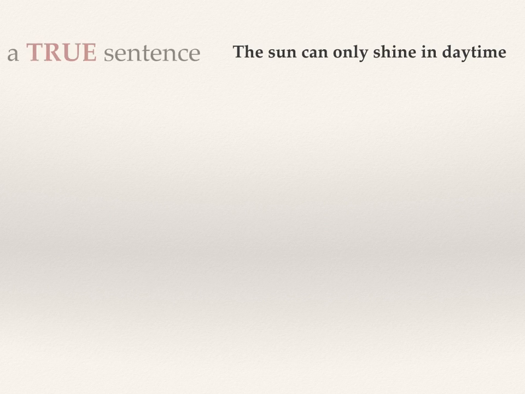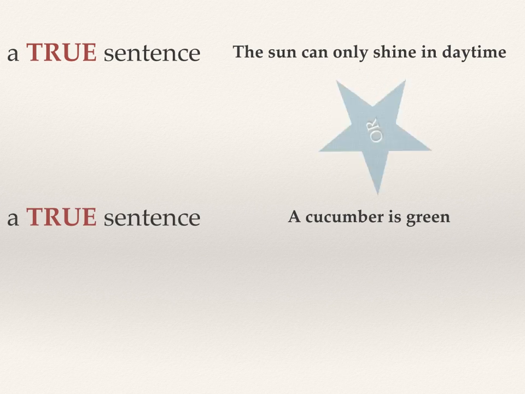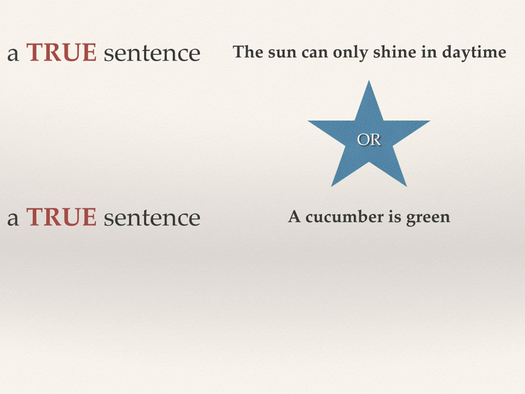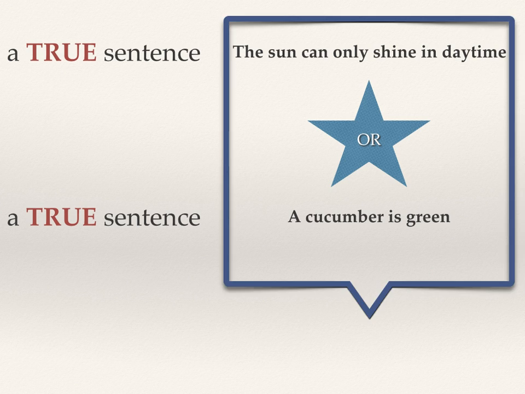The sun can only shine in daytime. And another true sentence, a cucumber is green. When we act with the or operator, we get the sentence, the sun can only shine in daytime, or a cucumber is green. And the result of acting with this operator on the two sentences is true, because they are both true.